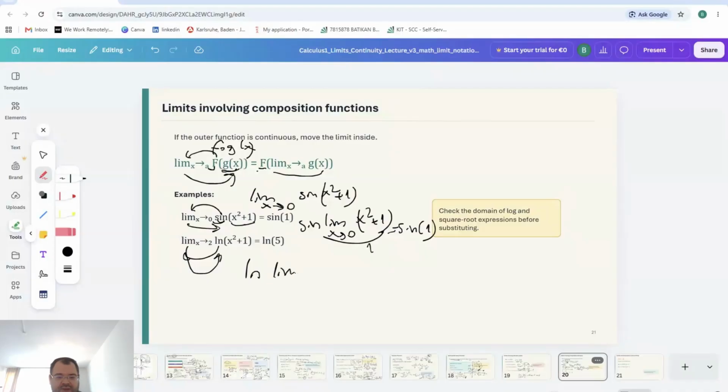Here we can also do the same change. Ln of the limit as x goes to 2 of x square plus 1. Again, the limit as x goes to 2 of x square plus 1 is going to 5, and you have the ln function: ln 5.